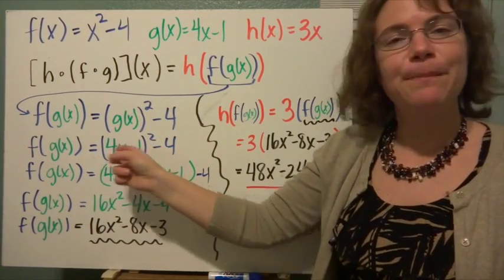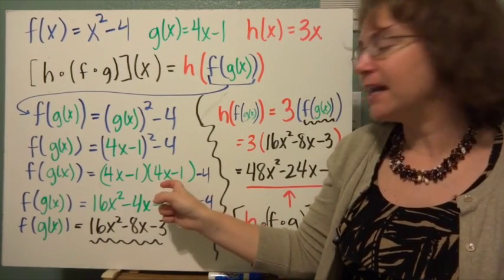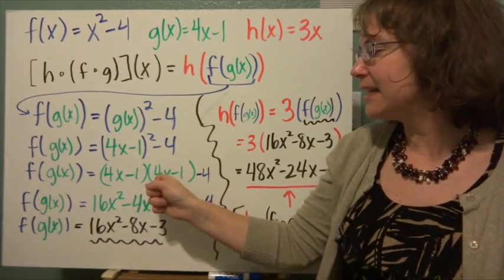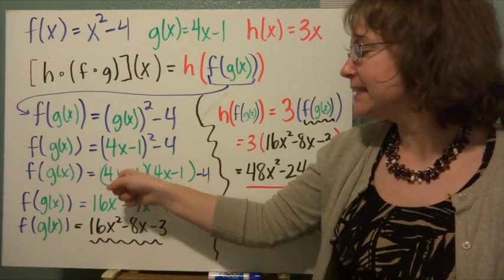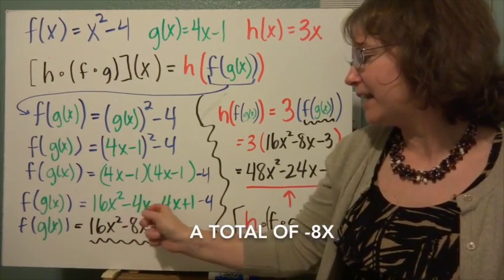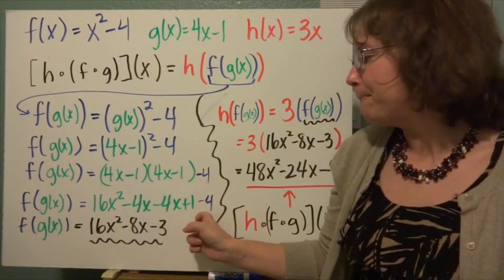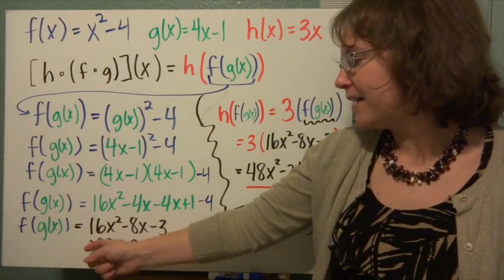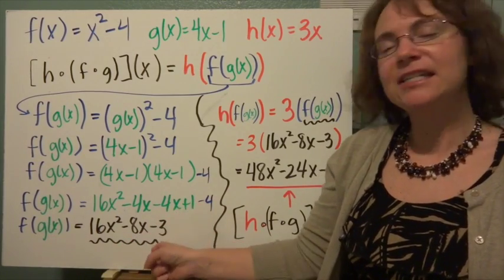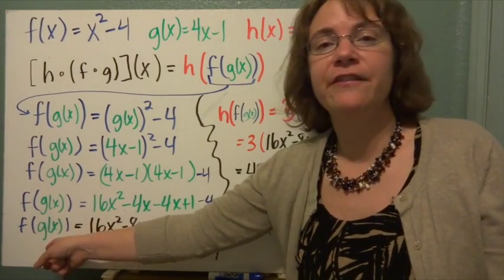I'm going to go ahead and expand this so that I can combine like terms. 4x minus 1 times 4x minus 1 minus 4. Distributing, that's 16x squared. Then I have a negative 4x and another negative 4x, which gives me a total of negative 8x. Negative 1 times negative 1 is positive 1, minus 4. So I have 16x squared minus 8x minus 3, adding that 1 and that negative 4. That's what my f of g of x is.